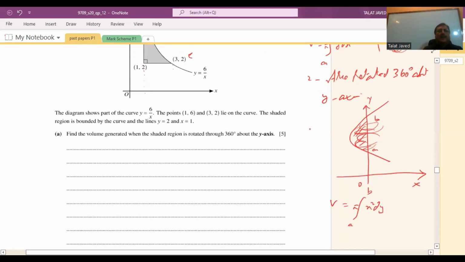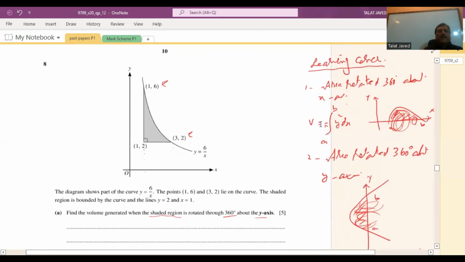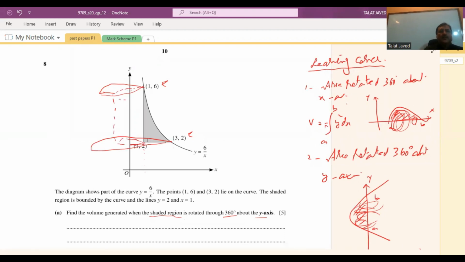In this case, the shaded region is rotated 360 degrees about the y-axis, so we will use this formula. But there is another thing. This area, when rotated about the x-axis, will give an extra volume that is added by this formula. So we have to subtract this volume from this one.